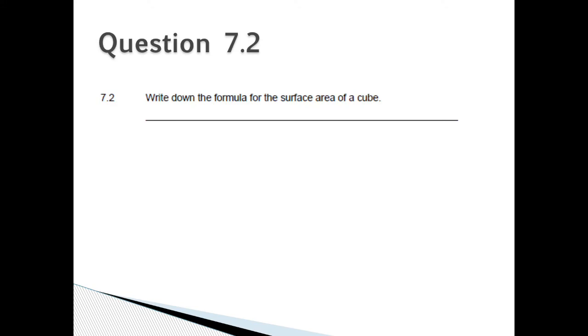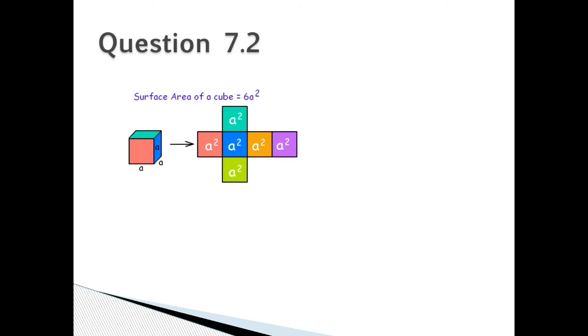Question 7.2. Write down the formula for the surface area of a cube. If I had to open up a cube, it would have been made up of 6 squares. The area of a single square is a squared, so the surface area of a cube is equal to 6a squared.